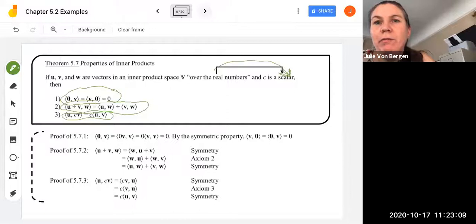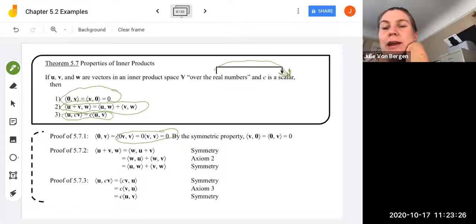The proof of part one is by the symmetry property. So this holds for real numbers because we know right here you can factor that zero out because it's a scalar in the real numbers. And so you get a zero here. And then by symmetry, we know v inner product with zero is the same as zero inner product with v. Then part two, we're using symmetry here and axiom 2 of the definition of vector spaces. And then we can rearrange by the symmetry. And we get that u plus v inner product with w is the same as u inner product w plus v inner product w.